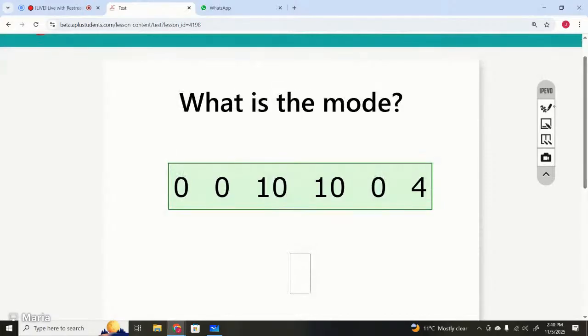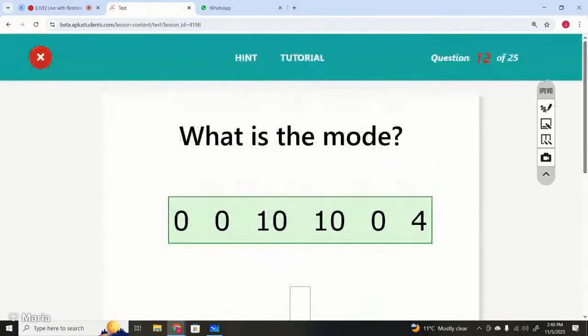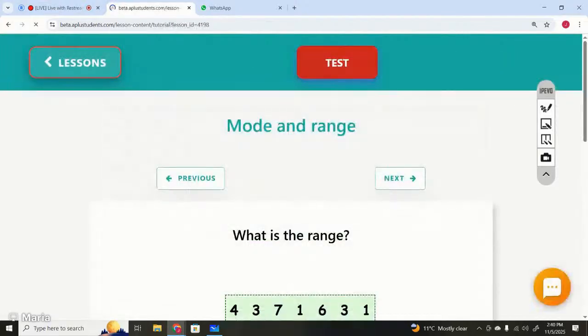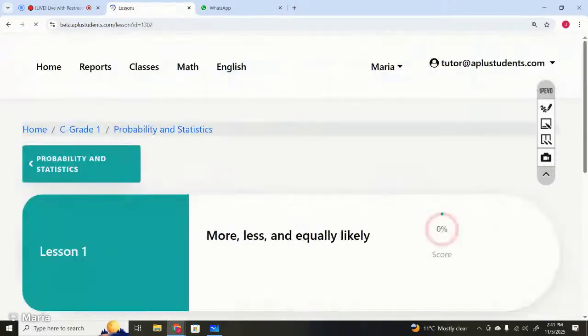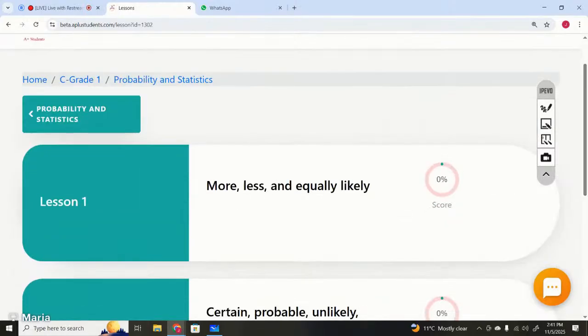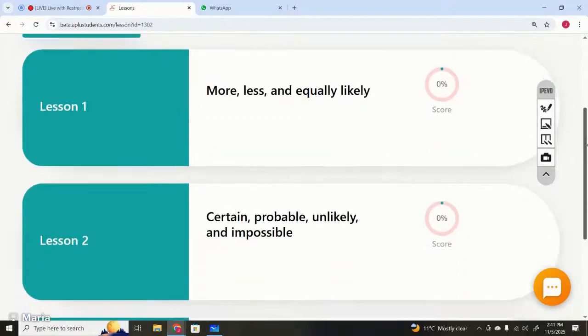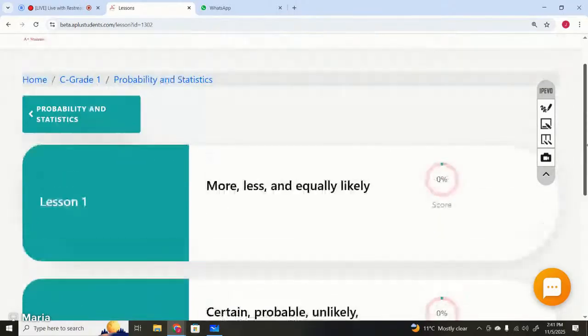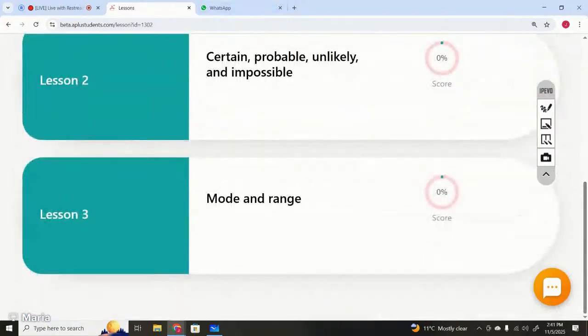Okay, you can complete the lesson by yourself later today. So we were working on grade 1 math. The chapter we were working on is probability and statistics. The lessons we have covered today are more or less likely, certain, probable, unlikely, and impossible, and then mode and range.